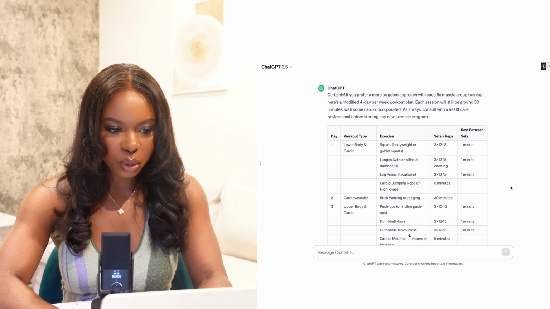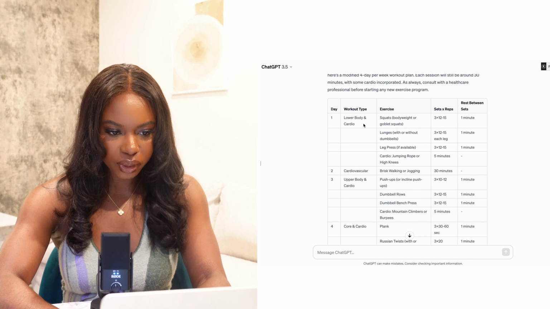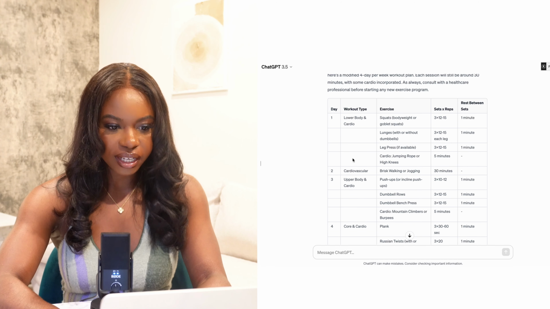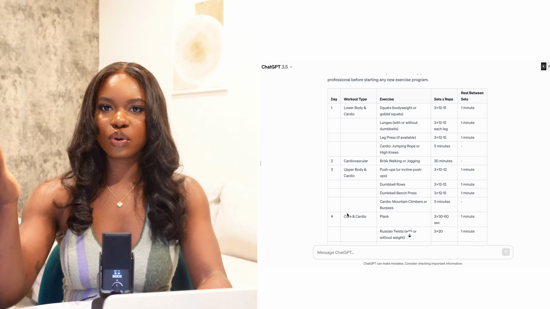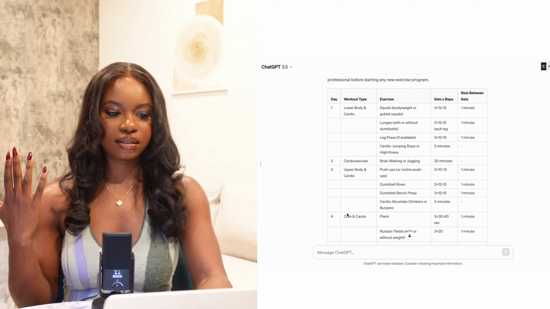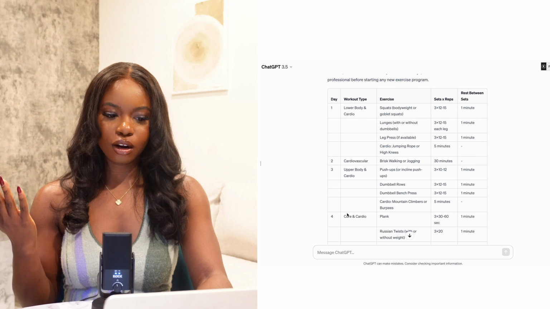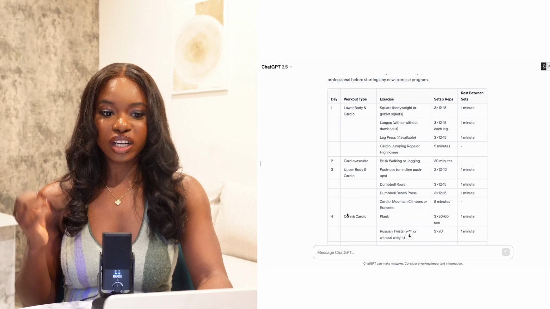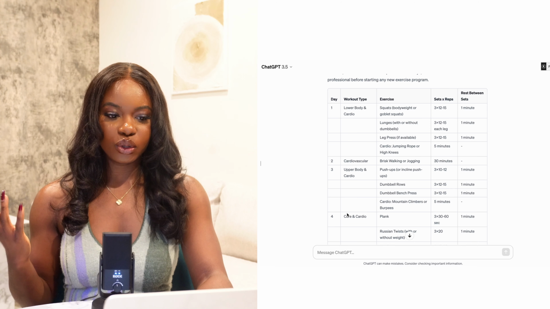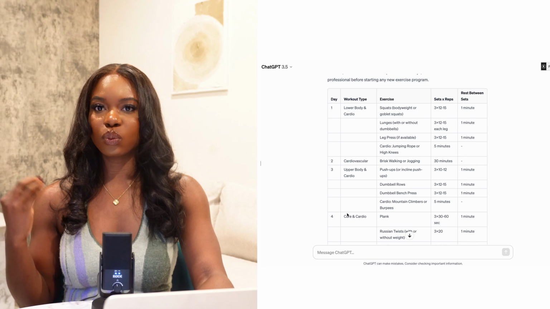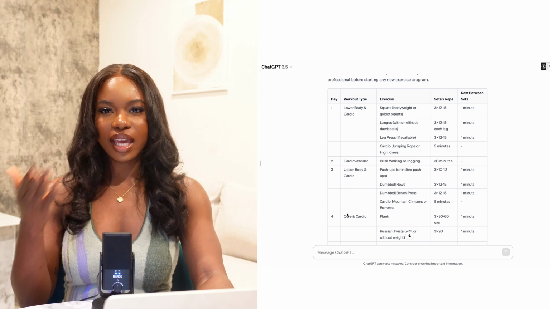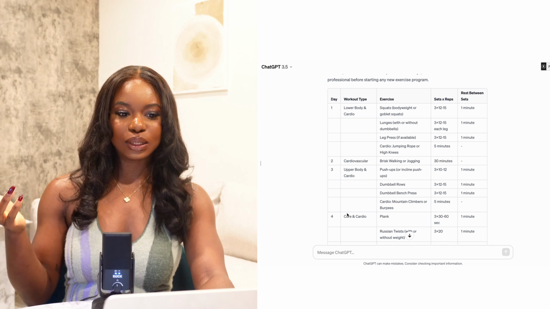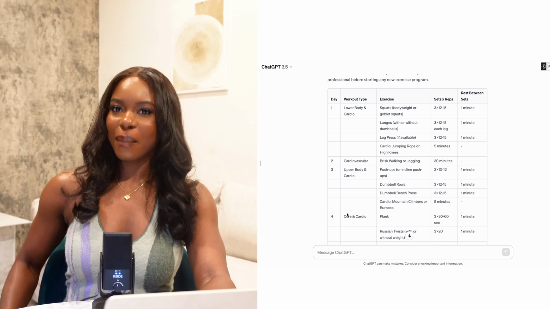Okay, so this is what it's come up with, right? Day 1, lower body and cardio. Day 2, cardiovascular. Day 3, upper body and cardio. Day 4, core and cardio. Okay, good. So we have 2 muscle building days and 2 mostly focused on cardio and core. If this is what you're looking for, I think this is great for someone who wants equal investments in weightlifting and cardio. However, I think our girl is probably looking to maybe add another booty day in there.